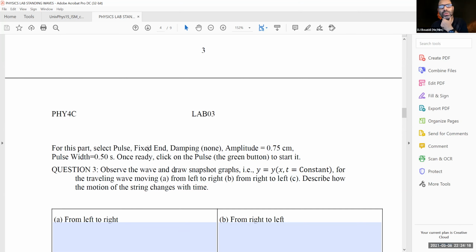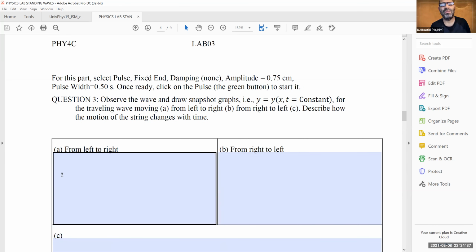And now the question: observe the wave and draw a snapshot, y as a function of x with t fixed, okay? So basically freeze time. Like, we pause the play if you want to, and draw it. For the wave traveling from left to right, so this is the right traveling wave, this is kx minus omega t. Please label things, okay? I know you can draw in here. So if you're going to attach a drawing, and most likely that's what you need to do.